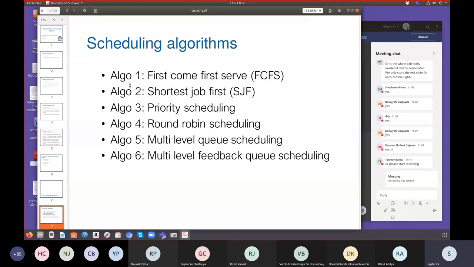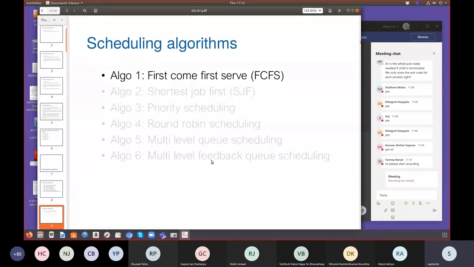So now we will actually discuss some scheduling algorithms. And specifically, we will discuss these six, which you see here. Let us start one by one. And let's start with the very first, simplest scheduling algorithm, first come, first serve.